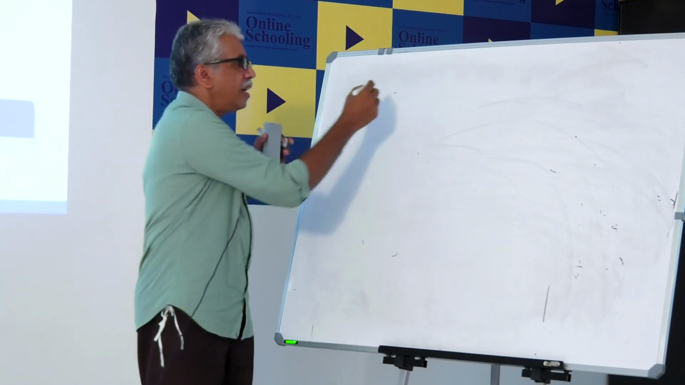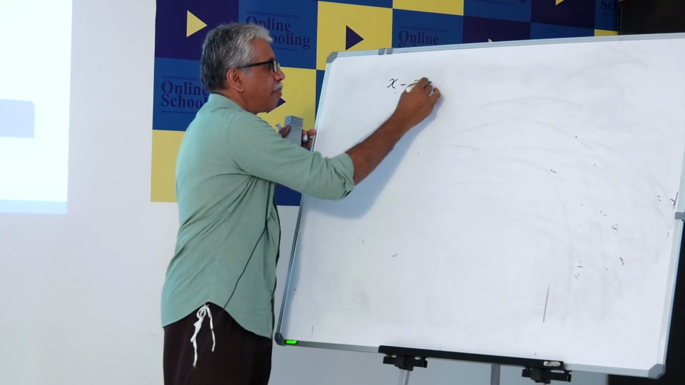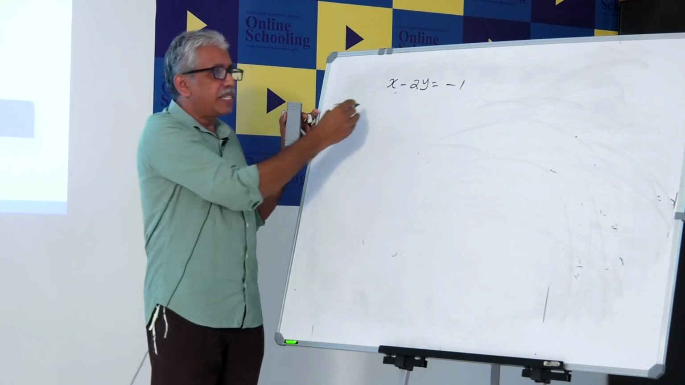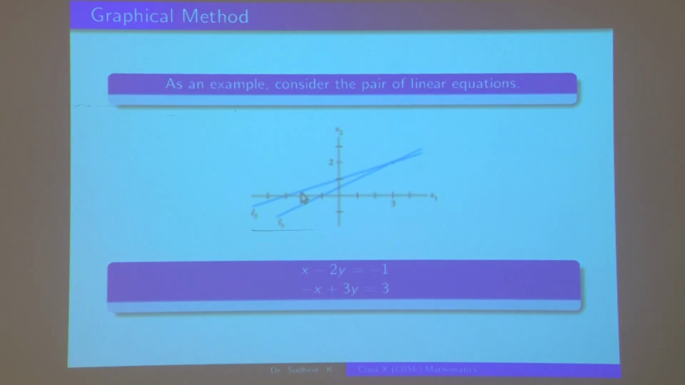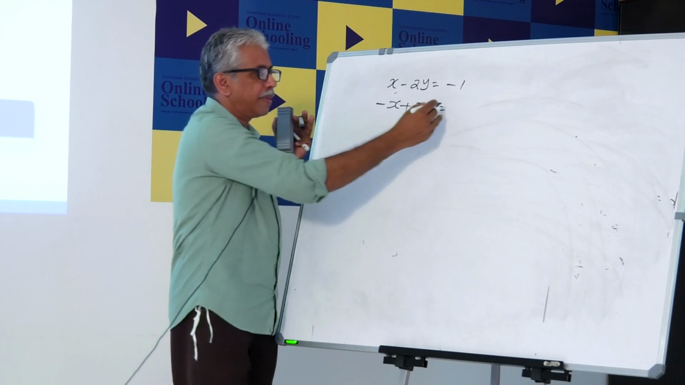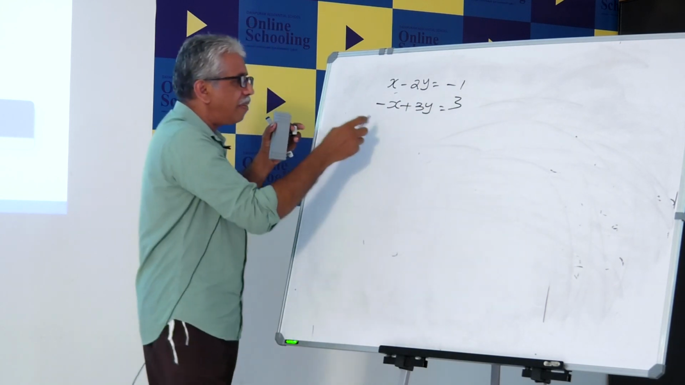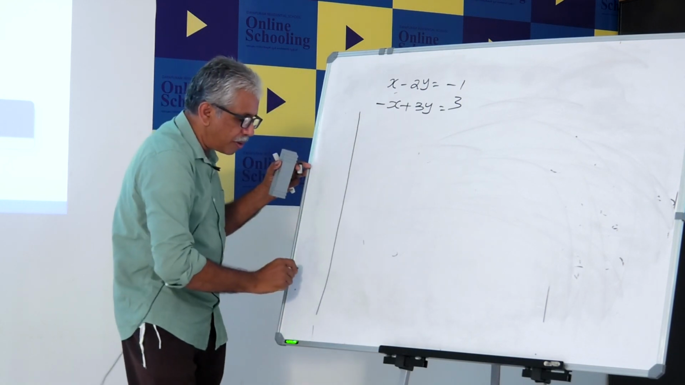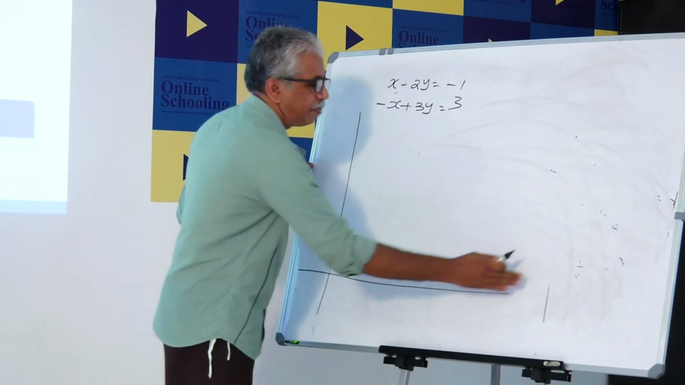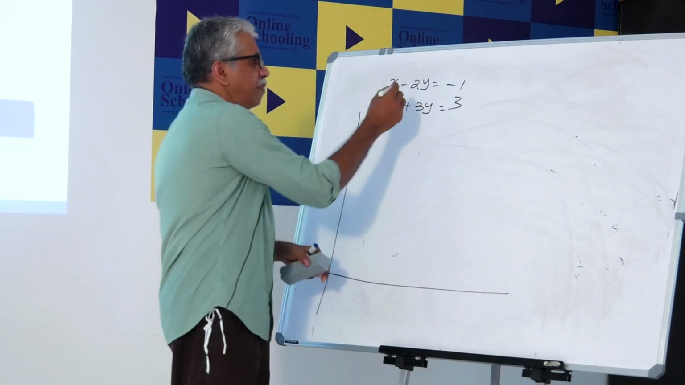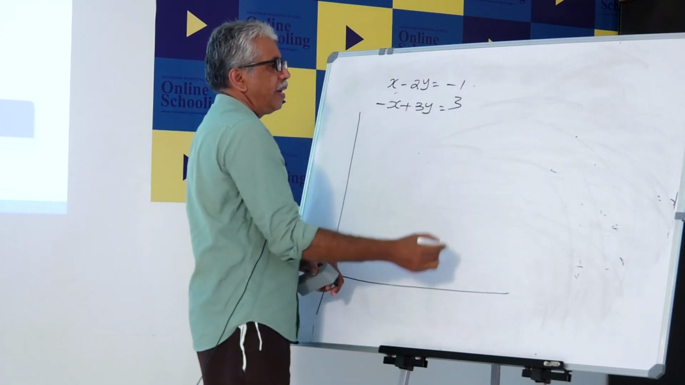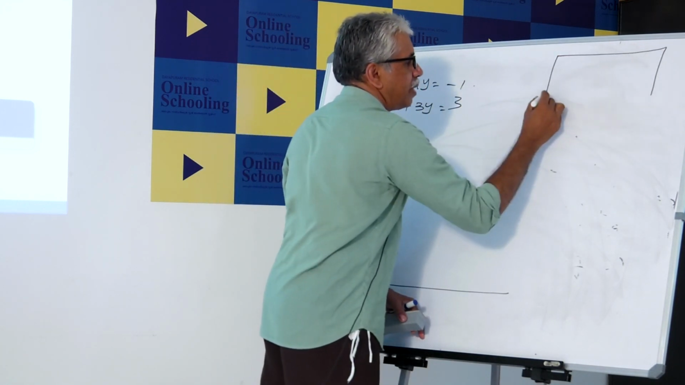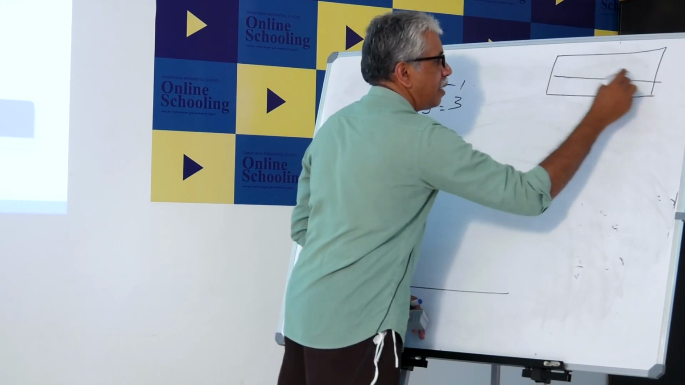So the equations are x minus 2y equal to minus 1 and minus x plus 3y equal to 3. Is it not? So we will have the two linear equations, and we have to draw the graphs of these equations. So consider the first equation, and in that equation we have to get points. So somehow you have to get 2 points.